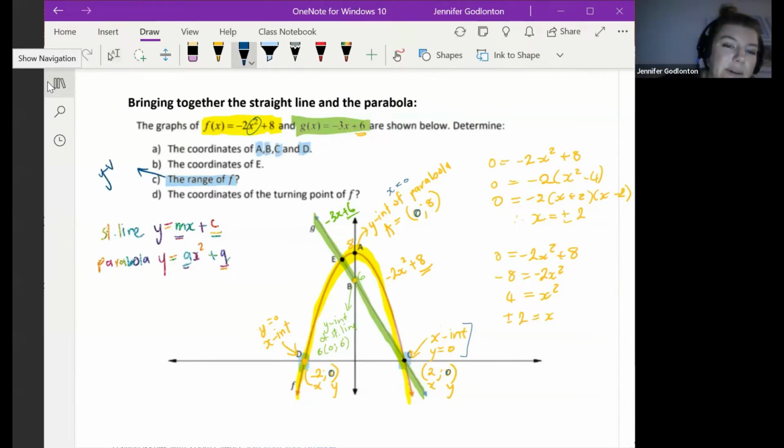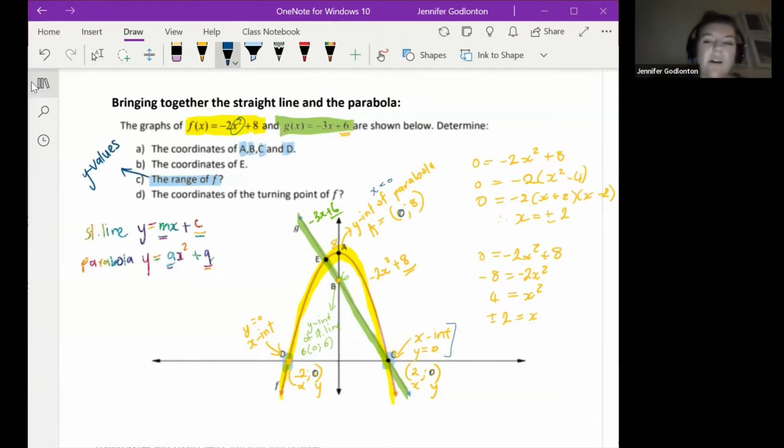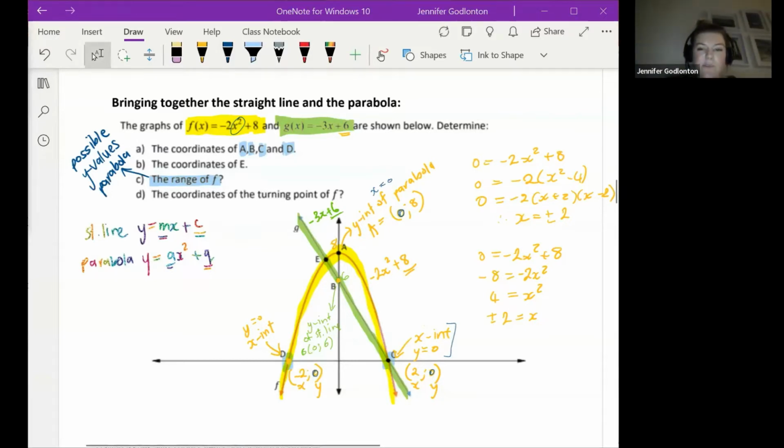It's asking basically, what are all the possible y values of our parabola? What are the possible y values of the parabola? That's what it's asking, because it's asking for the range of f. Okay. So basically we're saying, what can my y values be? Who thinks they can tell me what y could be here? What could my y values be?